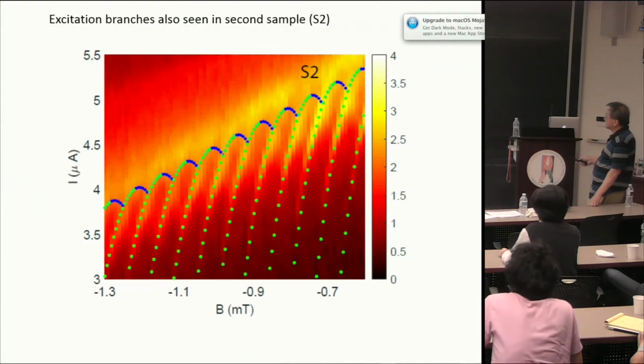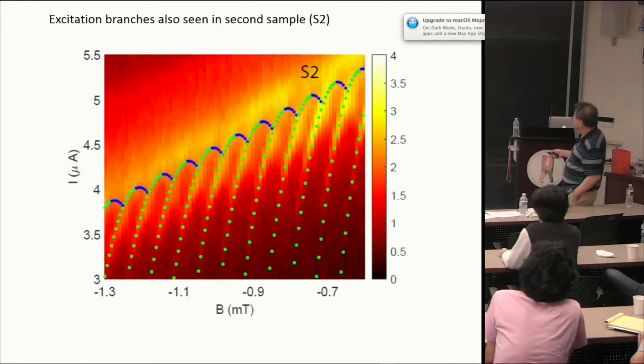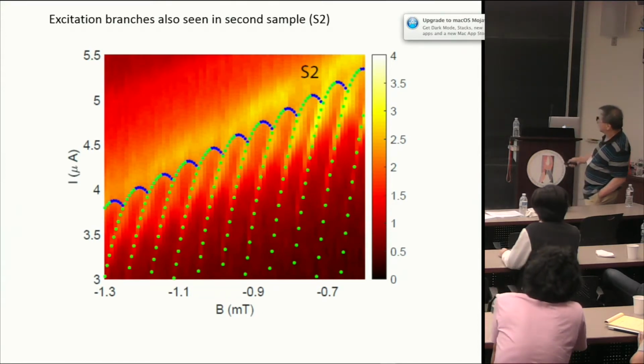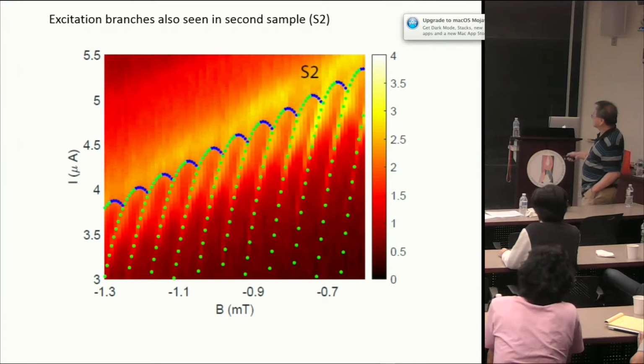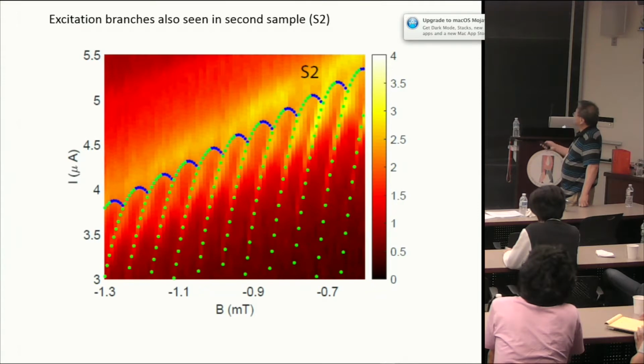Here's another sample to convince you that this is not a fluke. This is sample S2, and you can see, again, maybe not as clear as the other one, that there are these branches that trail off the minima of each minimum of the scallop profile.